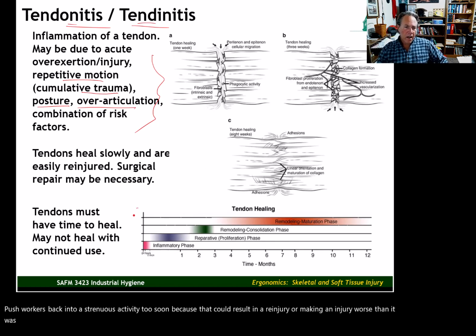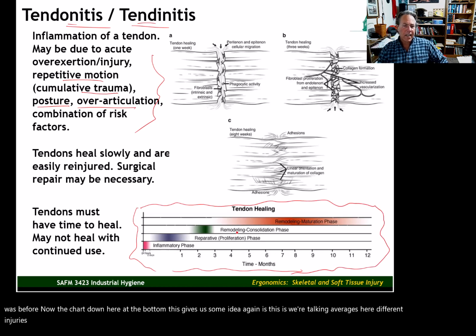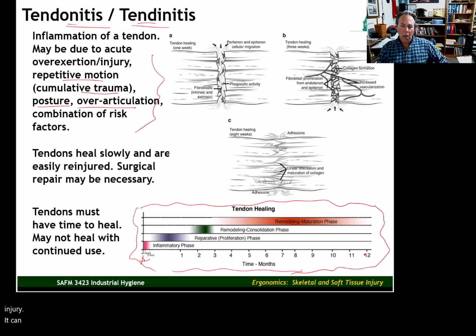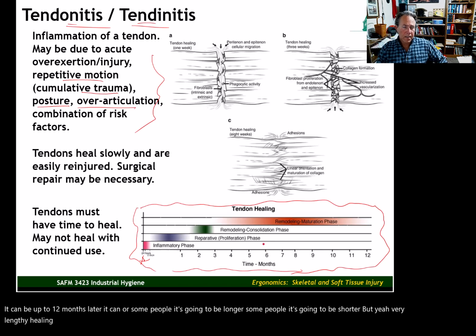Now the chart down here at the bottom gives us some idea. Again, we're talking averages here. Different injuries are going to require different healing times. But if we consider this point in the graph as the onset of the injury, it can be up to 12 months later. For some people it's going to be longer, some people it's going to be shorter, but very lengthy healing time for a tendon injury.